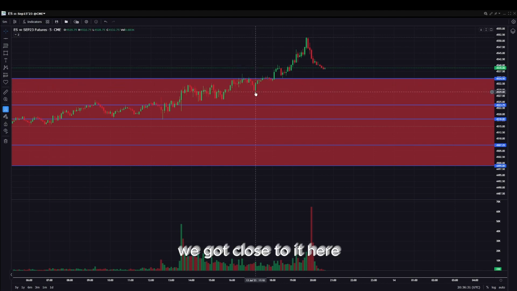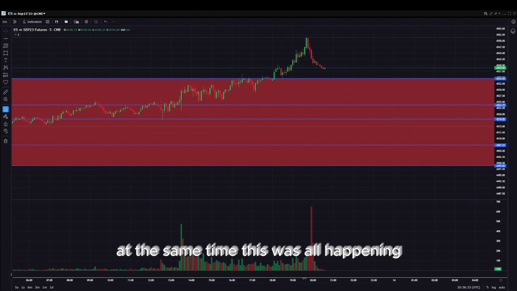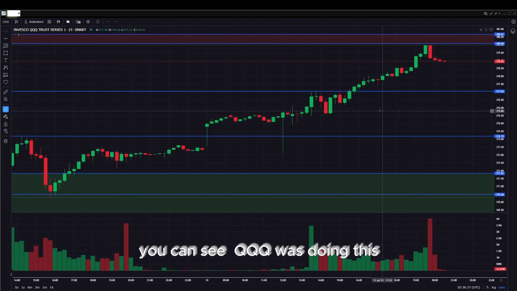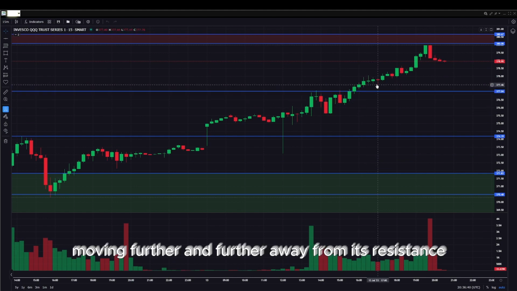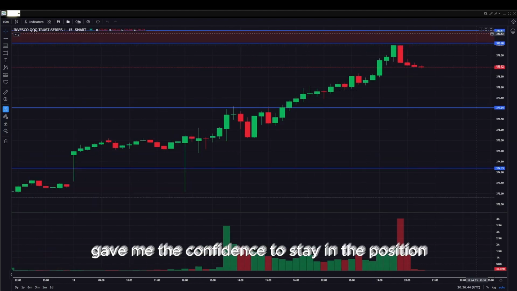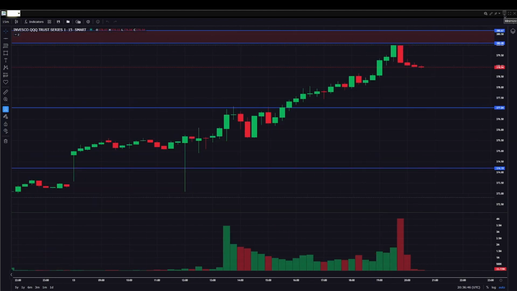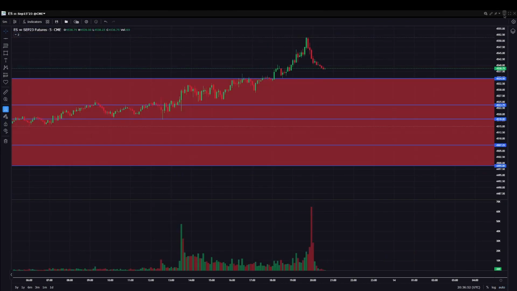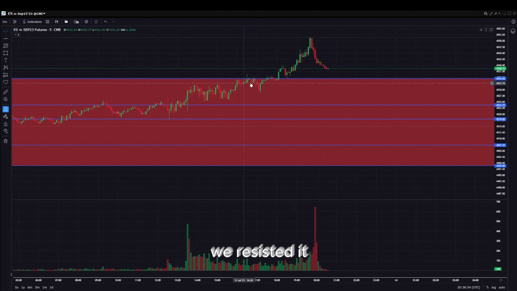We got close to it here, but as you can see, at the same time this was all happening, QQQ was doing this, moving further and further away from its resistance. So that gave me the confidence to stay in the position, manage it, and wait for potentially more on ES and SPX. So once we got to here, we resisted it.